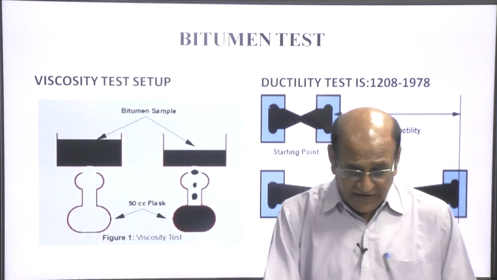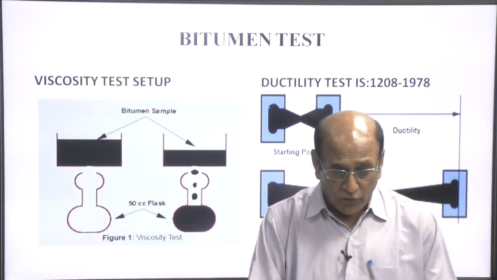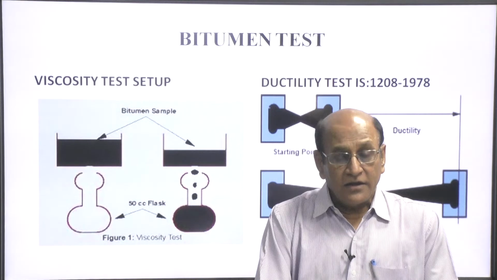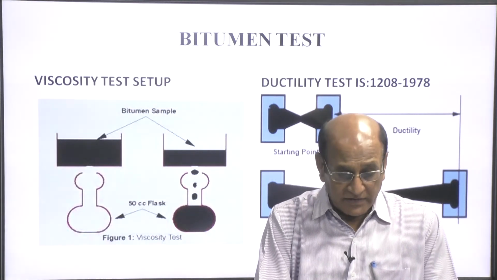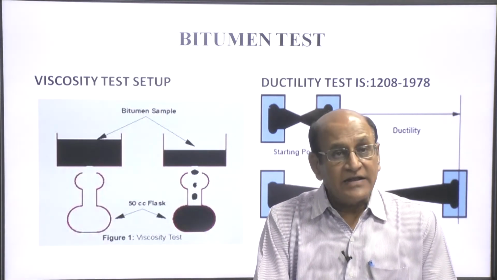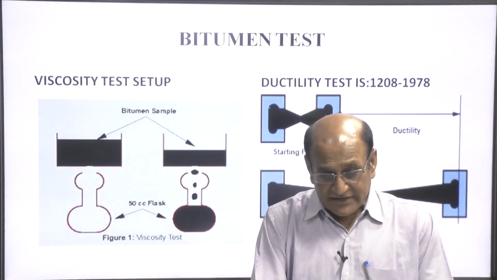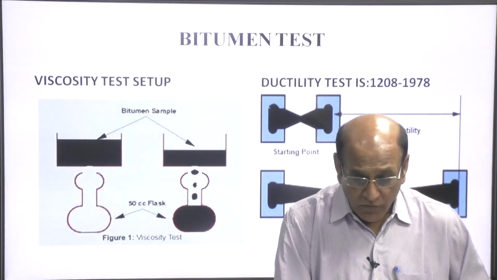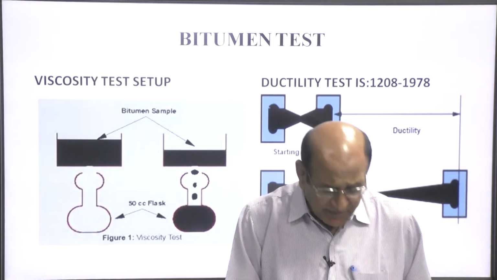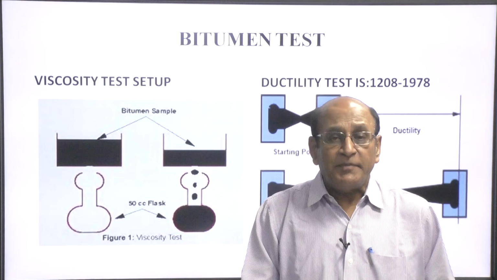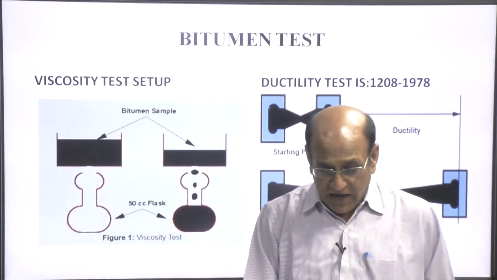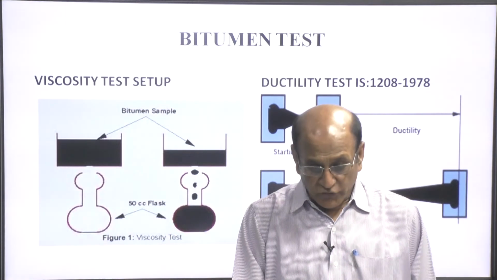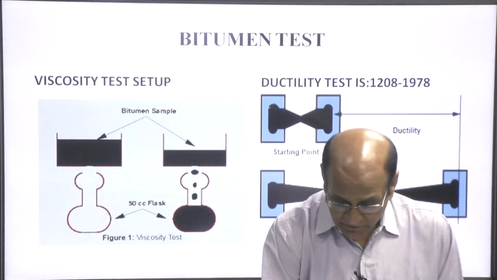This is the viscosity test, in which the sample is allowed to collect in a 50 cc flask. The time required to fill up to 50 cc gives the viscosity. Then the ductility test, in which the sample is pulled at 50 mm per minute up to the end point when the thread breaks. That gives the ductility value.